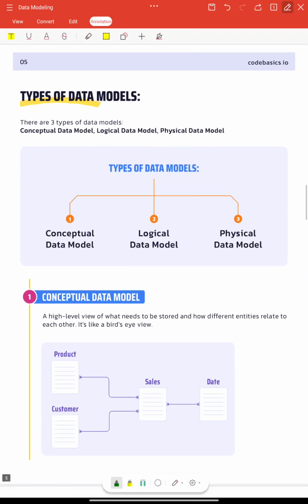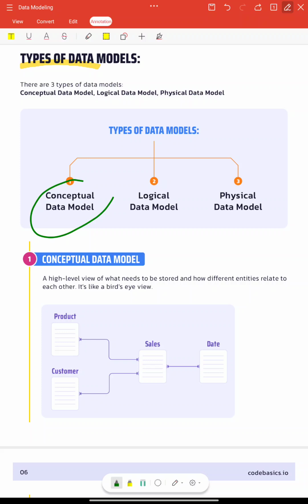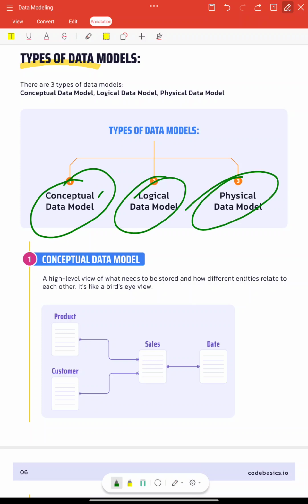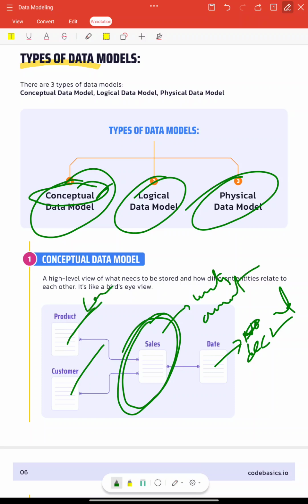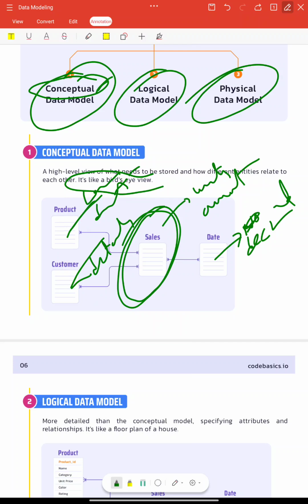Types of data modeling. We have three types of data models: conceptual data model, logical data model, and physical data model. Conceptual, as the name itself says. As we already discussed, product and customer, what is the sales information, and the date it was purchased, for example December 2nd. How many units got sold, what amount was transacted, what is the product name, who is the customer, and customer details. This is the conceptual data model. It looks like a bird's eye view.